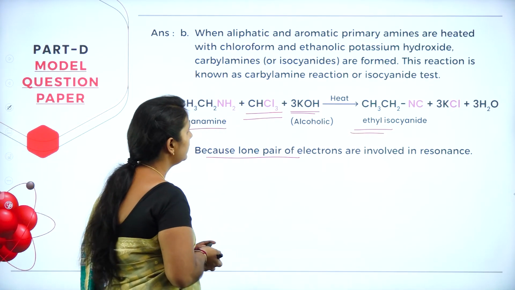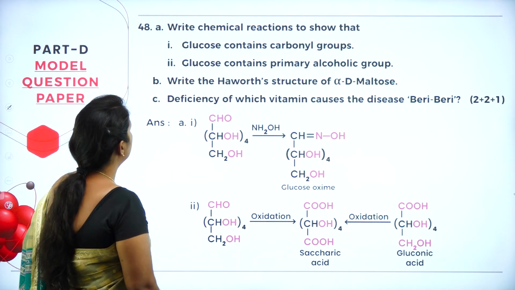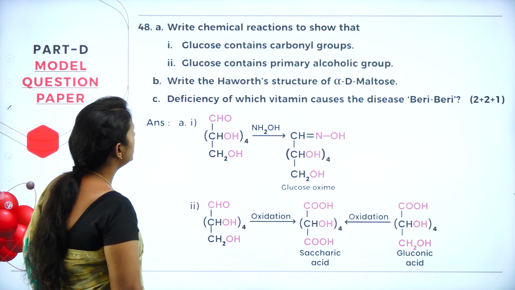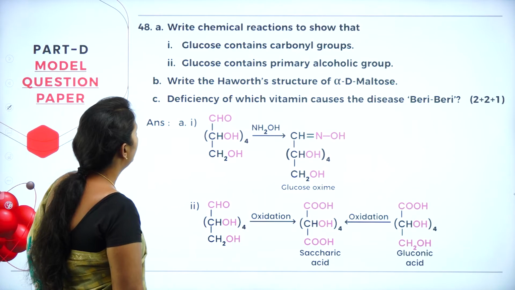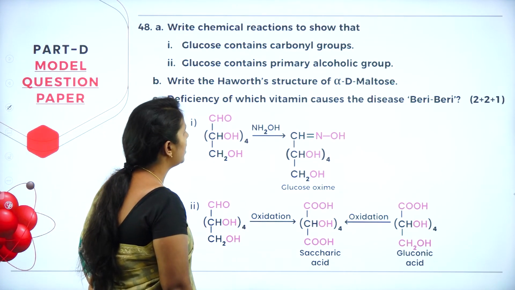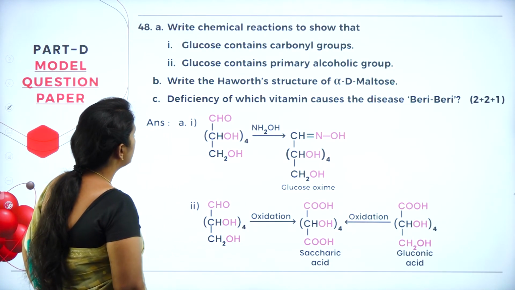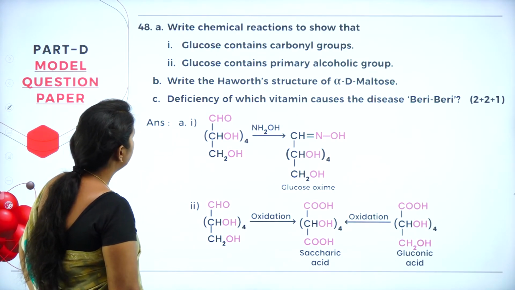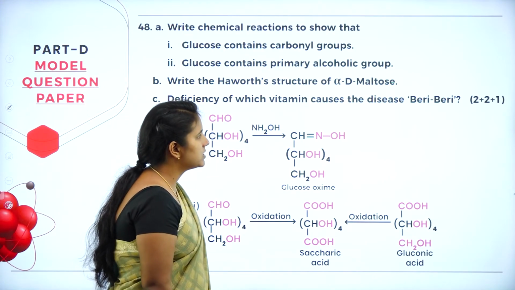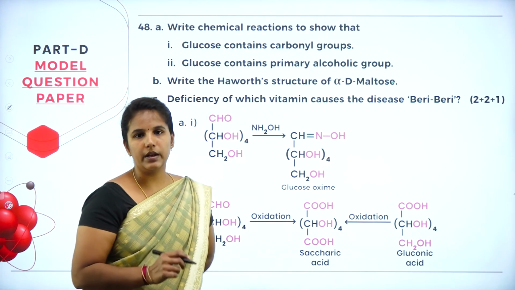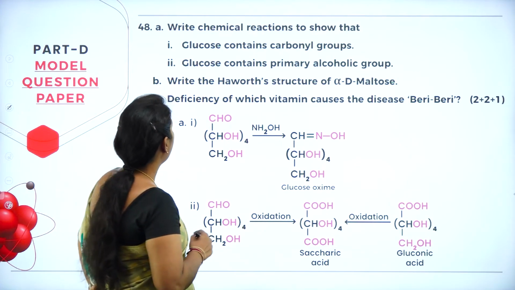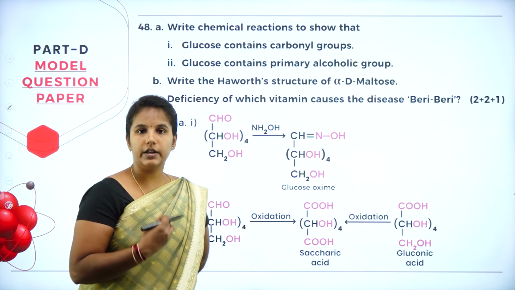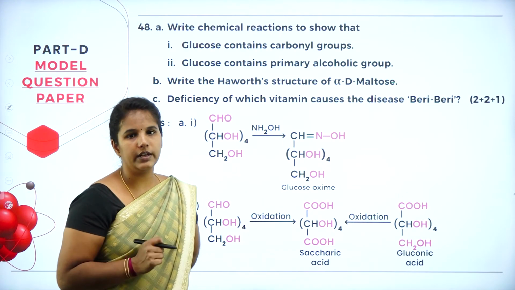ammonia. Coming to the next question: write a chemical reaction to show that glucose contains a carbonyl group and glucose contains a primary alcoholic group, and write the Haworth structure of alpha-D-glucose, and the deficiency of which vitamin causes the disease beriberi. Here, for writing the first question you'll get 2 marks, for the second question you'll get 2 marks, and for the last question you'll get 1 mark.